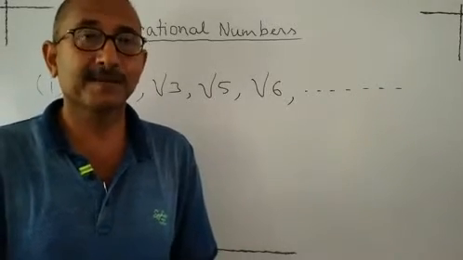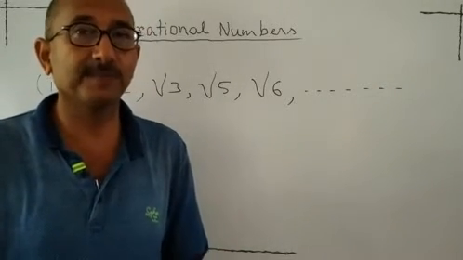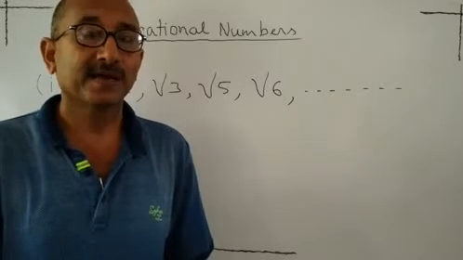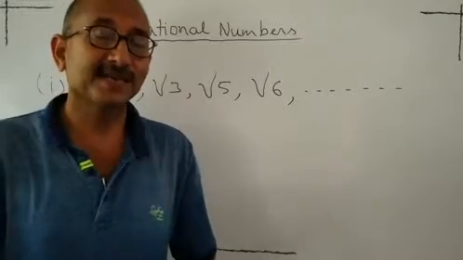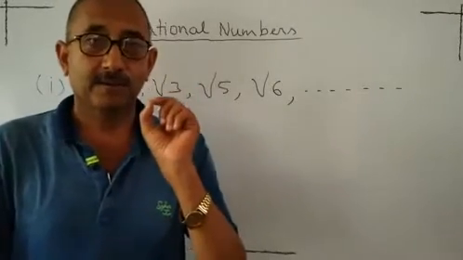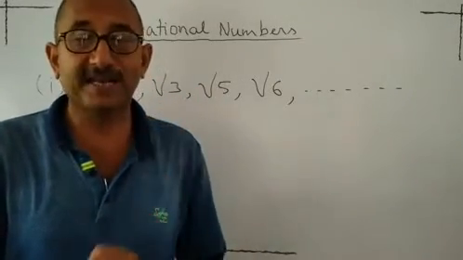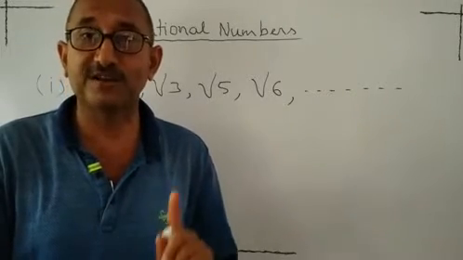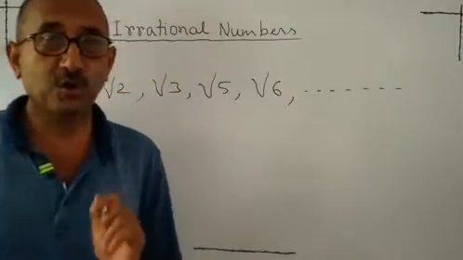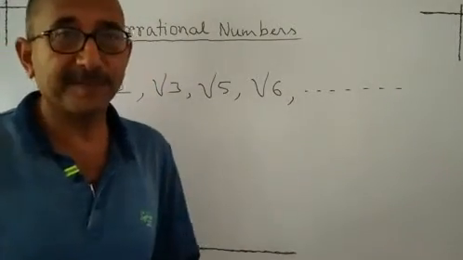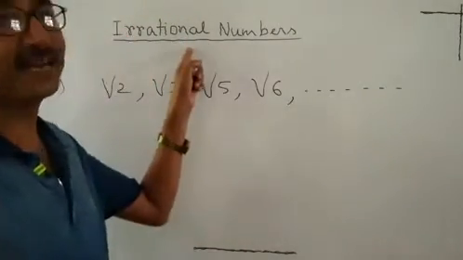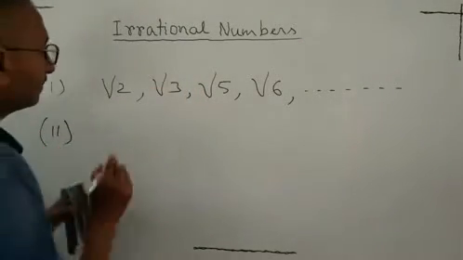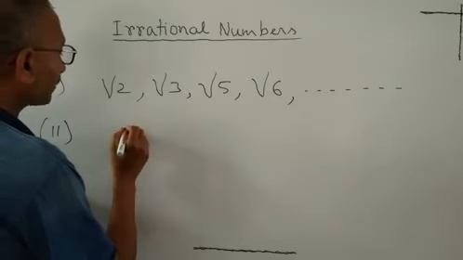Then the second point is, we have already discussed in a previous video different types of decimals. The last type of decimal, can you remember? Yes, it is non-terminating, non-recurring decimal, or non-terminating, non-repeating decimal. So non-terminating, non-repeating decimals are also irrational numbers.